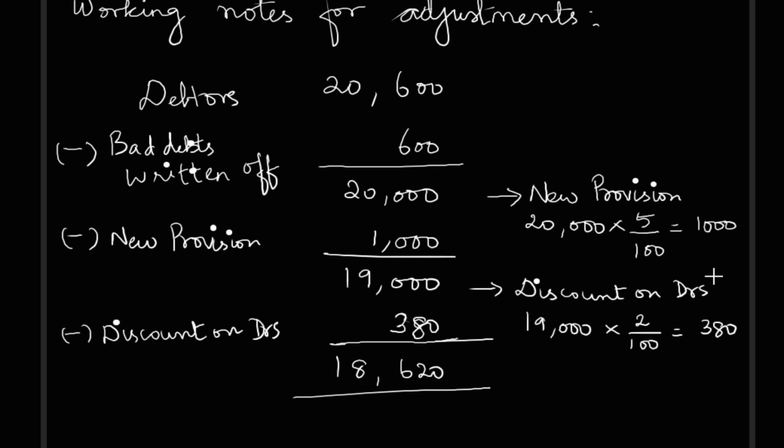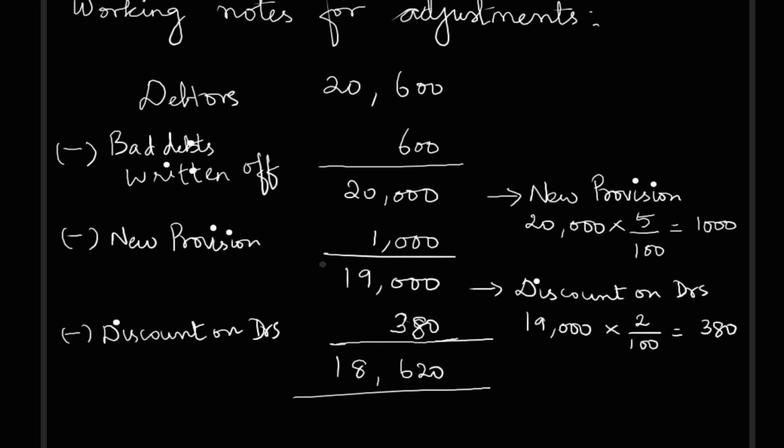Let's first see the adjustments, how we treat the adjustments. As per the trial balance given, the value for sundry debtors is 20,600, and they've asked us to write off 600 rupees bad debts. So 20,600 minus 600, you get 20,000. On this 20,000 only you will calculate the new provision for bad and doubtful debts, which is 5%. So 5% on 20,000 is 1,000. After you deduct that, you will get 19,000.